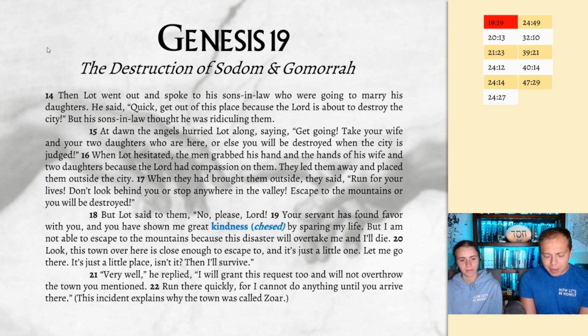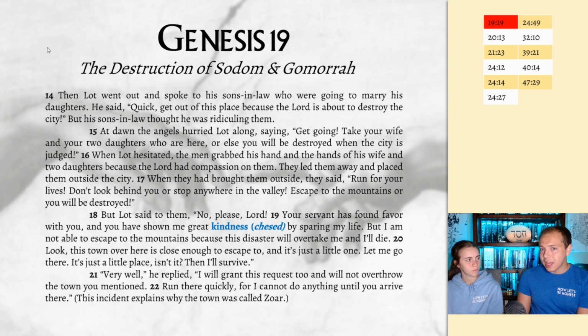Let me go there. It's just a little place, isn't it? Then I'll survive. So once again, who do you think knows more about the destruction, Lot or the men? Well, most likely the men, the angels. They seem to know more about the destruction than Lot does, but he seems to be underplaying it. That all being said, I think that serves to advance and help highlight what exactly Hesed is.